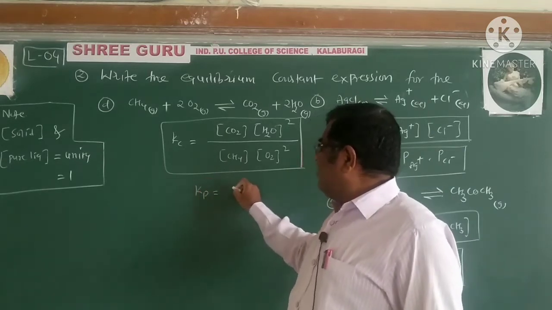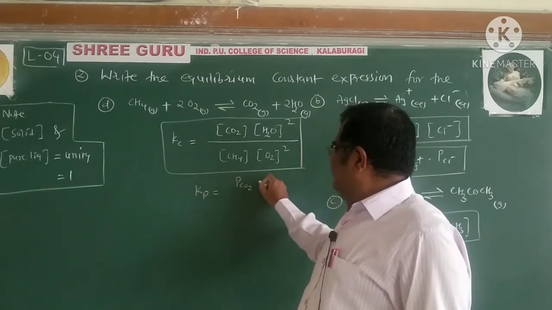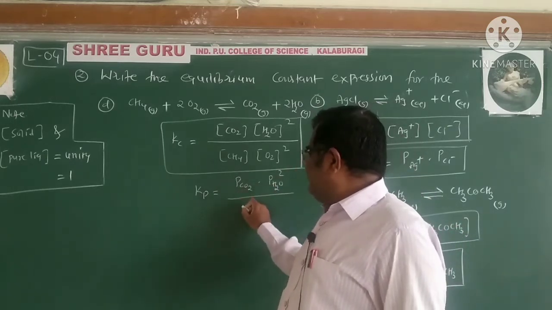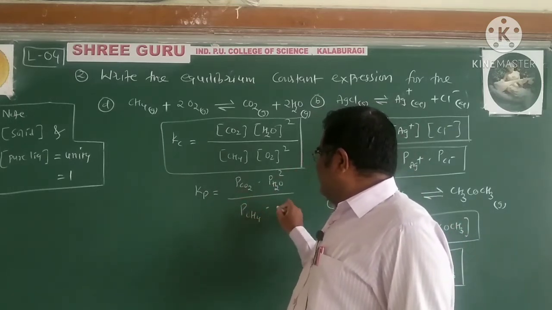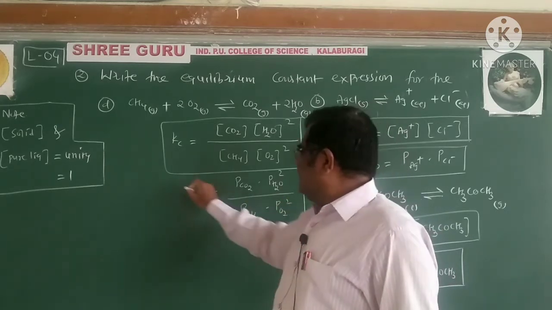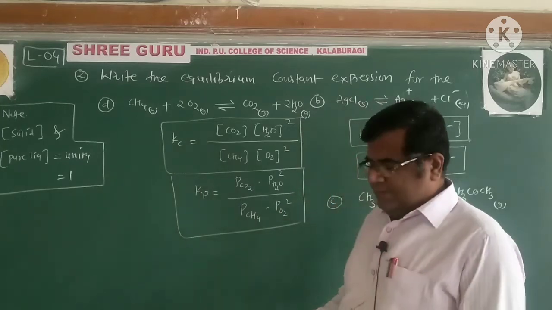What is the expression for Kp? PCO2, PH2O square, divided by the pressure of methane, the pressure of oxygen square. Like this.